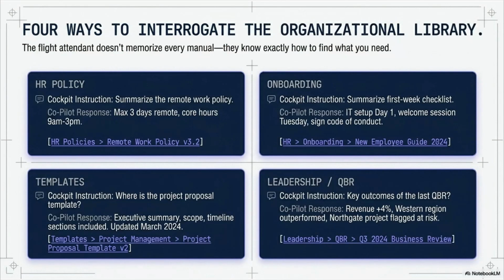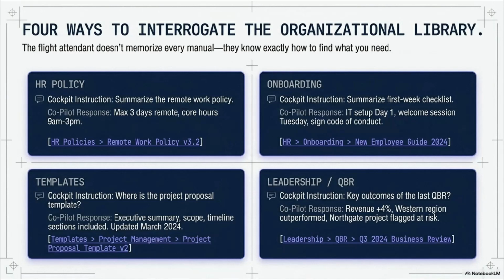4 ways to interrogate the organizational library. The flight attendant does not memorize every manual. They know exactly how to find what you need. HR policy, cockpit instruction: summarize the remote work policy. Copilot response: max 3 days remote, core hours 9 a.m. to 3 p.m. Source: HR policies, remote work policy version 3.2. Onboarding, cockpit instruction: summarize the first week checklist. Copilot response: IT setup, day 1, welcome session Tuesday, sign code of conduct. Source: HR onboarding, new employee guide 2024.